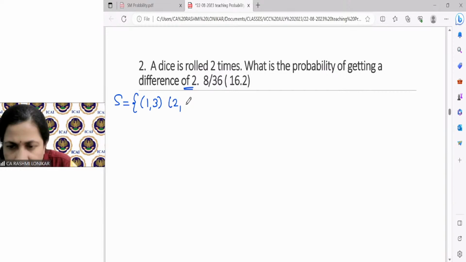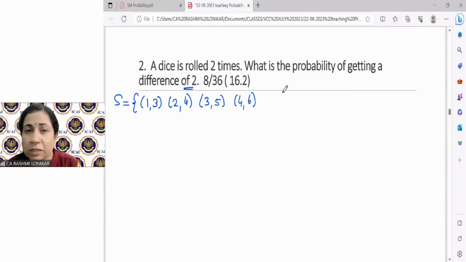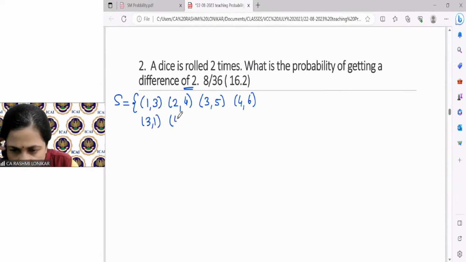So if I take the number 2 on one dice, on the other dice the number 4 should be there. Then if I have 3, it will be 5. 4, it will be 6. Can I go with 5? A difference of 2 means 7. We don't have a 7 on the dice. Now, because they are not mentioning positive or negative, this will also be 3, 1; 1, 3; 3, 1; 4, 2; then 5, 3; and 6, 4.